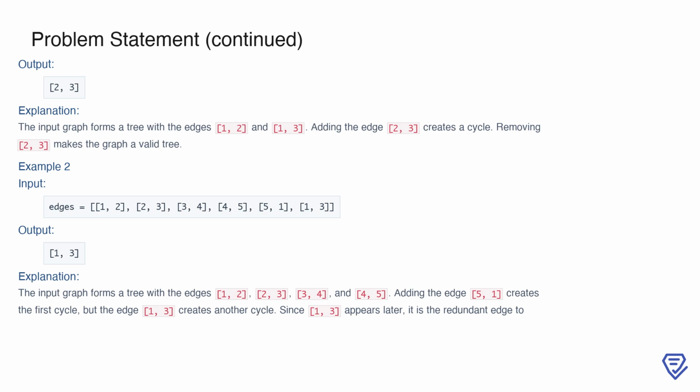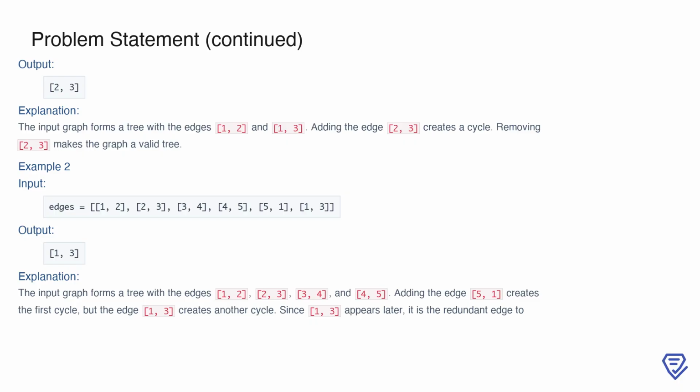For the input edges equals [1,2], [1,3], [2,3], the output is [2,3]. Here's why: the graph initially forms a tree with the edges [1,2] and [1,3]. However, adding the edge [2,3] creates a cycle involving the nodes 1, 2, and 3. By removing this edge, the graph reverts to a valid tree structure.